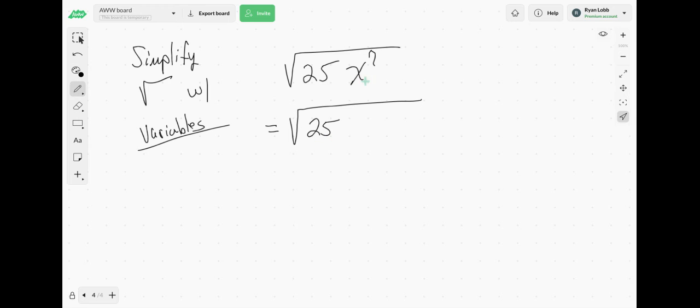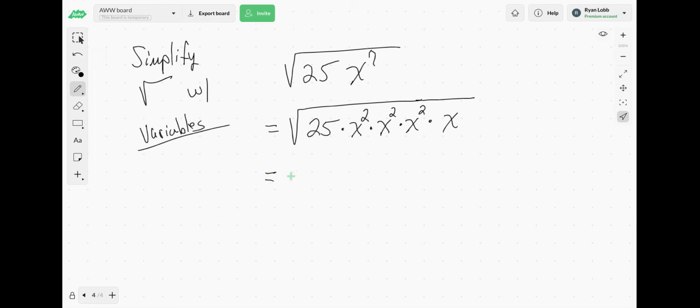And what about x to the 7th? What does x to the 7th mean? It means x times itself 7 times. So one way to think about it would be x squared times x squared times x squared times x. So there's x multiplied out 7 times. And why I'm writing it like this is because x squared is a perfect square, so that means I could take the square root of it.